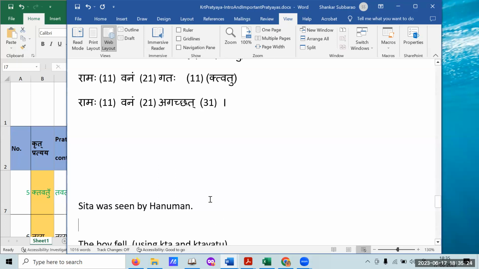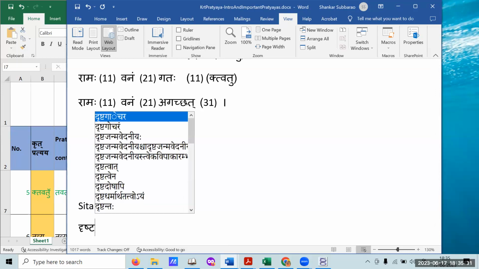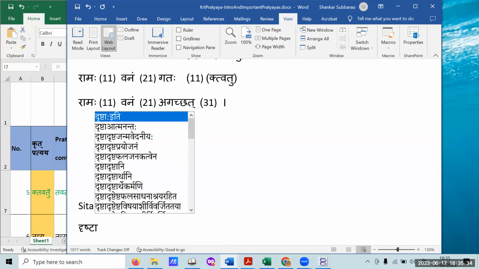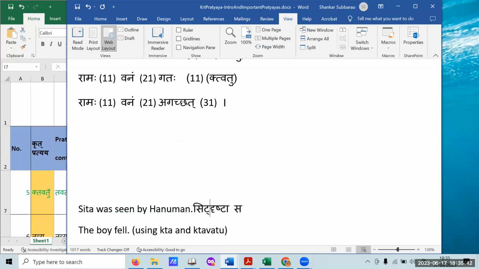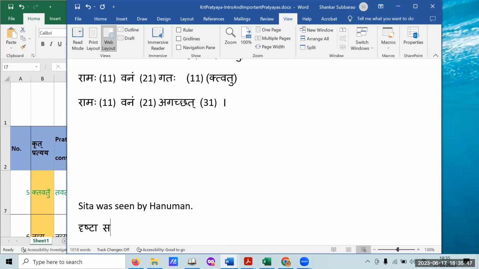Hanumatena Sita Drishta. Okay, so the word for seen is what? Drish, to see. Drishta. Why Drishta? Because Sita was seen. The object Sita is feminine. Therefore, you add a pratyaya, the stri pratyaya, and it becomes drishta. And what case would drishta be? 1-1. Good. Sita is 1-1.